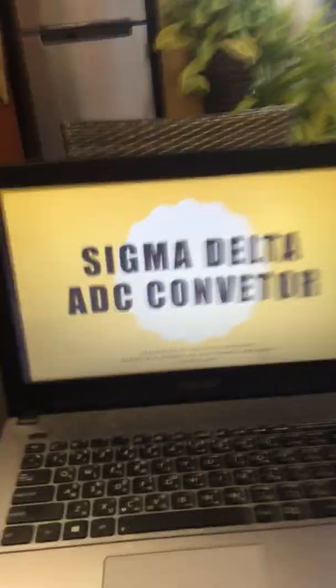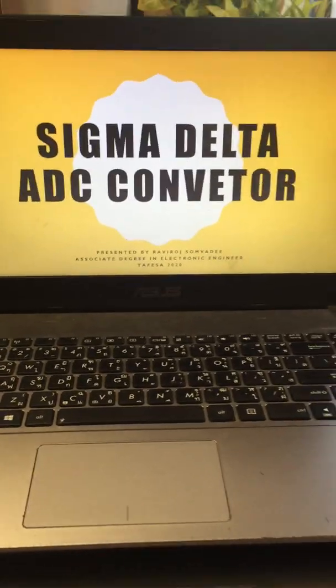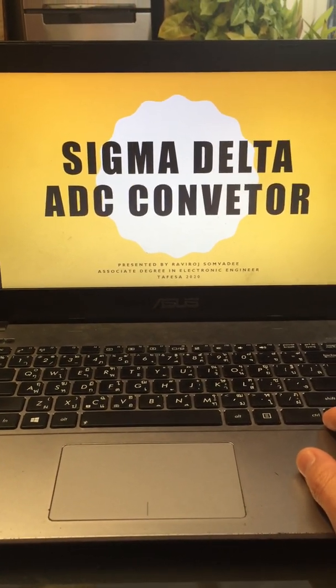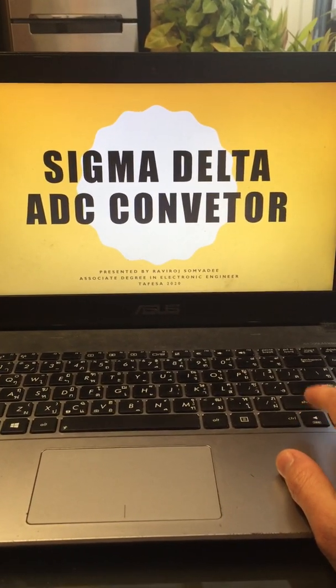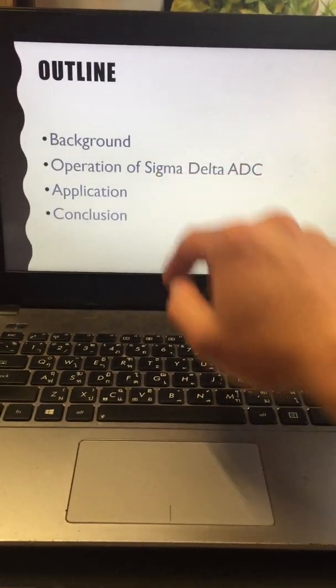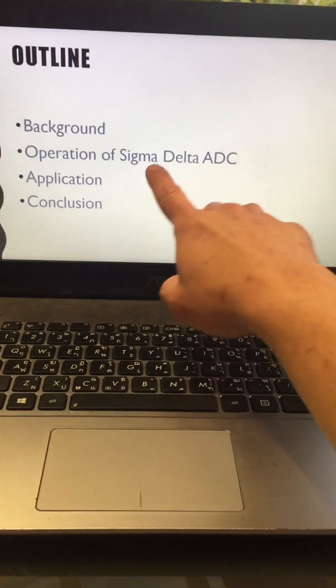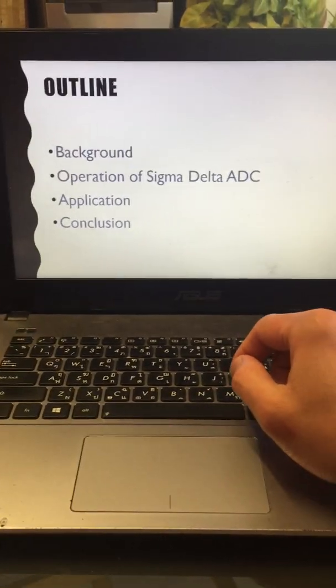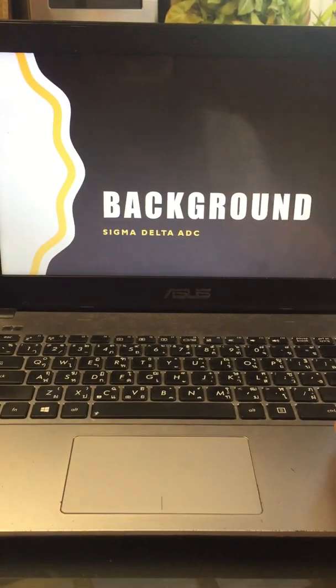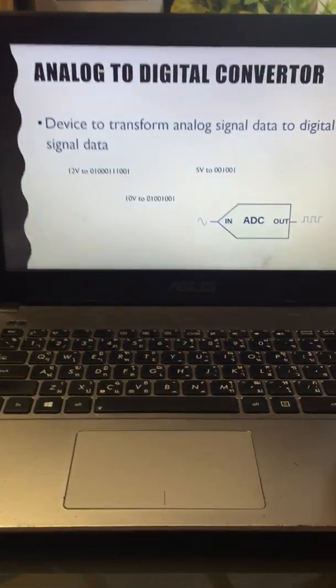So now I'm going to present and show my presentation in PowerPoint. Here is the Sigma Delta ADC converter. Now I'm going to present the outline. Today we're going to cover the breakdown first, then the operation of the Sigma Delta ADC and its application, and then end with a conclusion. So the first thing is the breakdown.